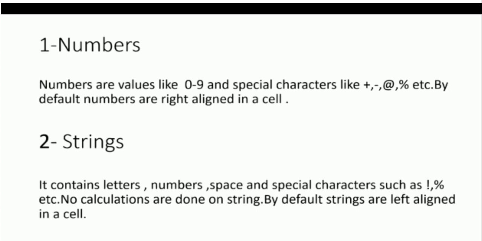The second is string. It contains letters, numbers, space, and special characters such as the exclamation mark and percent, etc. And children, remember that no calculation is done on strings. And by default, strings are left aligned in a cell. Left aligned means when you enter data in a cell, it shifts towards the left side of the cell.